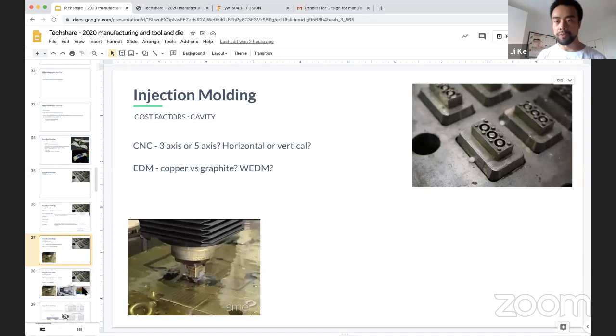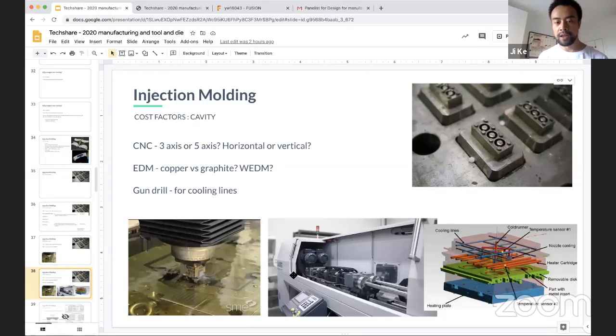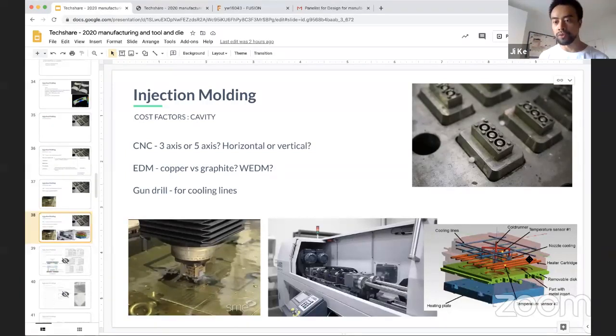So if you have parts that require complex geometry but at a small scale, EDM is the way to go. On top of that, gun drills, which is how they do the cooling channels for the mold, are quite expensive. There's some movement toward 3D printing these molds, so you can have internal cooling channels without using gun drills. But every time you load a gun drill, every time you do one of these holes, it's roughly 200 RMB, so like $30, $40.